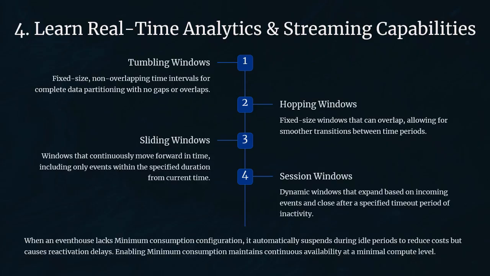Also, when working with Eventhouse in Fabric, if you don't configure minimum consumption, the system will automatically suspend during idle times to save costs. But this causes delays when reactivating. Enabling minimum consumption keeps resources running at a minimal level for continuous availability and faster responsiveness. Mastering these real-time concepts allows you to unlock the full power of Microsoft Fabric's streaming platform for building responsive, event-driven analytics solutions.